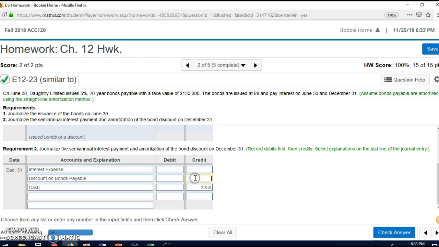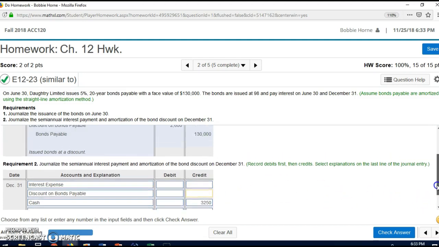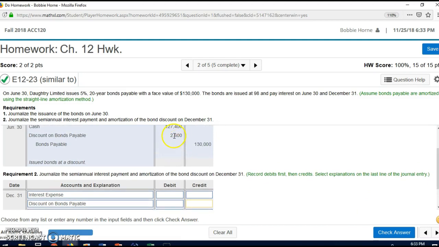Now, we're going to credit the discount. To amortize the discount, you take the total amount of the discount, which is $2,600, and you're going to divide it by the number of interest payments. The number of interest payments is going to be, it's a 20-year bond and we're paying semi-annually, so twice a year.